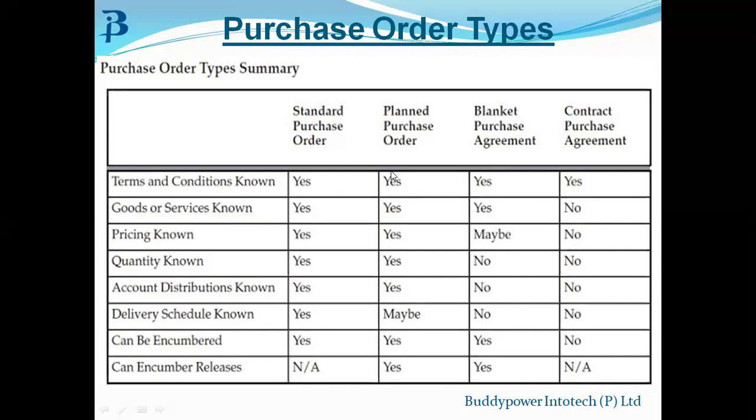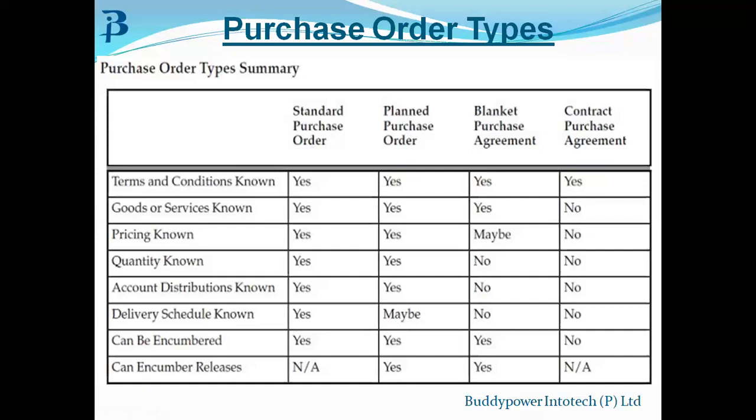Then moving on to the next one, the blanket purchase agreement. Here you create blanket PO agreements when you know the details of the goods or services you plan to buy from a specific supplier in a period, but you do not yet know the details of your delivery schedules. You do not know when it should be delivered to your organization. So you can use blanket purchase agreements to specify the negotiated prices for your items before you actually purchase them.